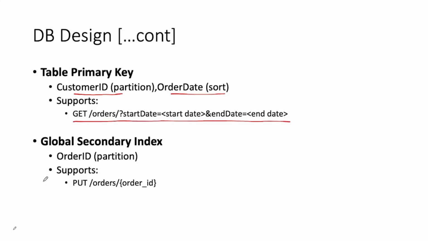Also, we are going to create a global secondary index on the order ID attribute, and this is just to support the update order operation as the PUT call that we identified earlier, because when we would be updating an order, we would receive the order ID, and we need to do an efficient lookup using the order ID, and for that we're going to have this global secondary index.